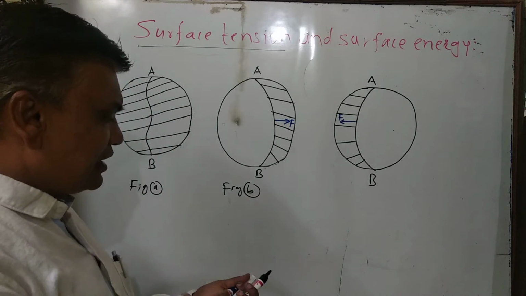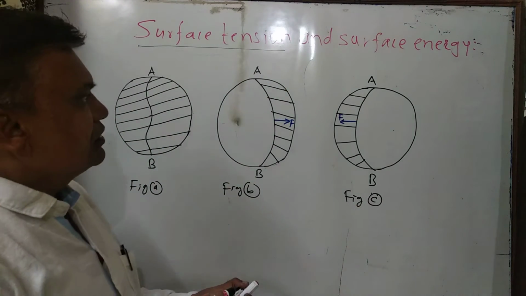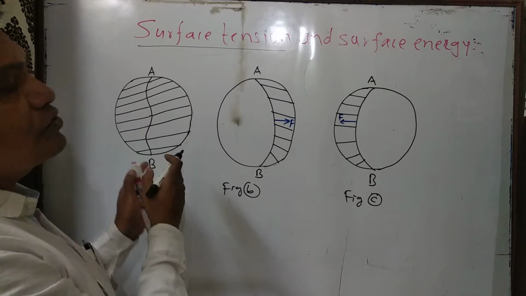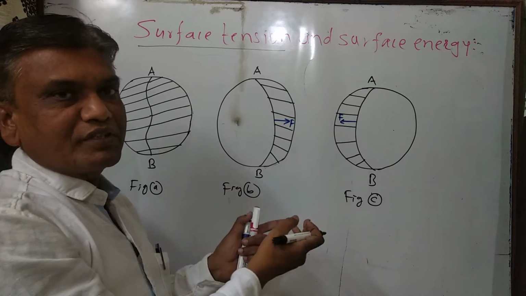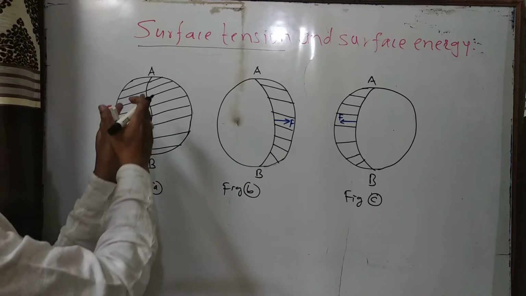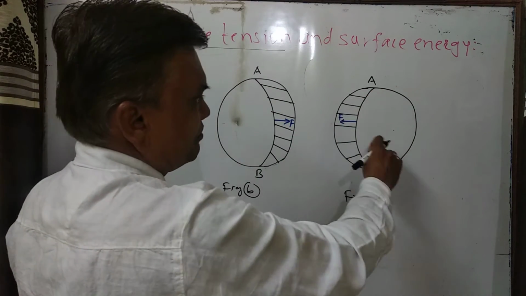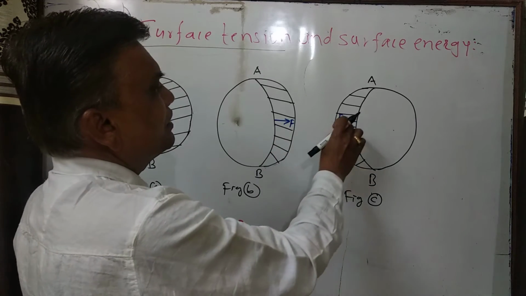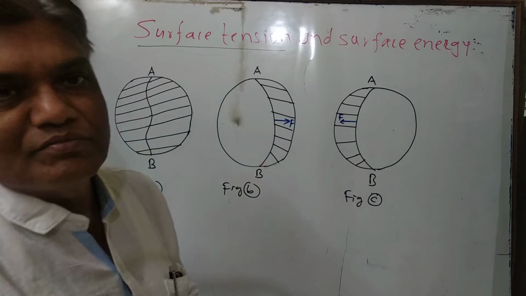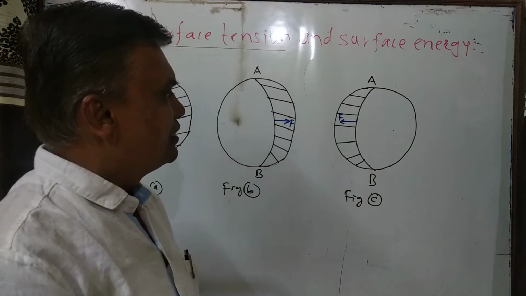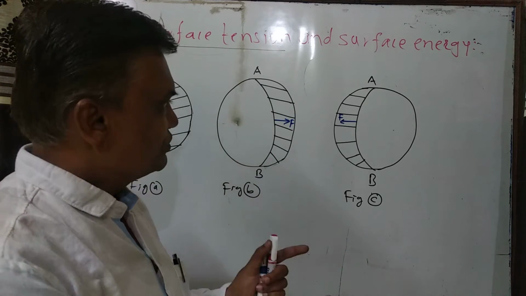So from figure B and figure C, it is clear that there is a force on the thread on either side, and it is equal and opposite: along this side F, along this side F. That's why in figure A the thread remains as it is, but in these figures the thread takes a curved shape. It is clear from this explanation that a force acts on the thread on both sides, and it is equal and opposite.